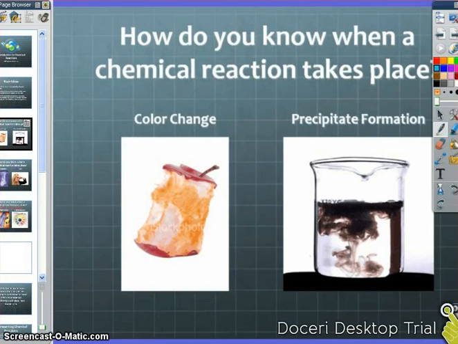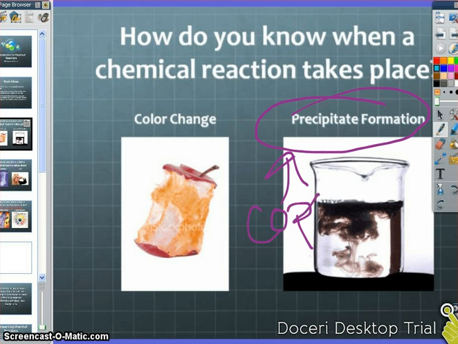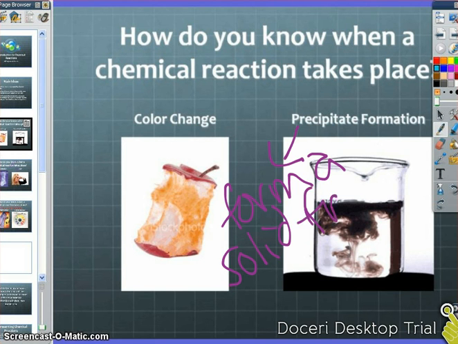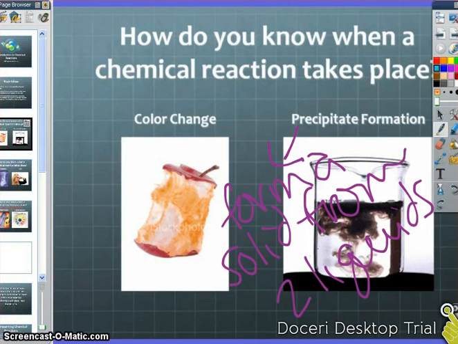Our next evidence of a chemical change is when we form a precipitate. Remember, this is when we made our copper out of our solution of copper chloride in water, and we poured it over foil. We saw that we had copper left over from liquid. Remember, a precipitate is any time that we form a solid from two liquids.